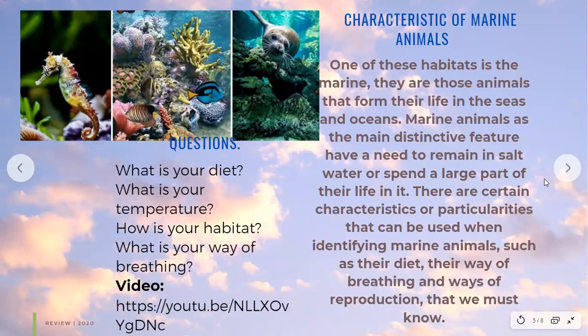Characteristics of marine animals. One of the animal habitats is the marine habitat. They are those animals that live in the seas and the oceans. Marine animals have a natural home in salt water and spend a large part of their life in it. There are certain characteristics that can be used when identifying marine animals, such as their diet, their way of breeding, and their way of reproduction.